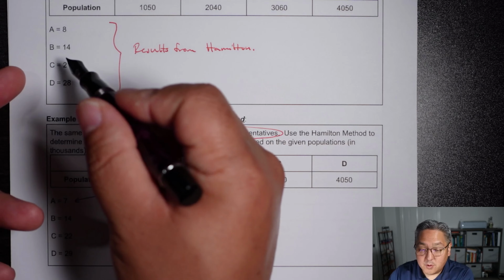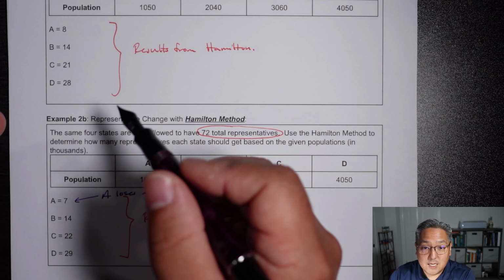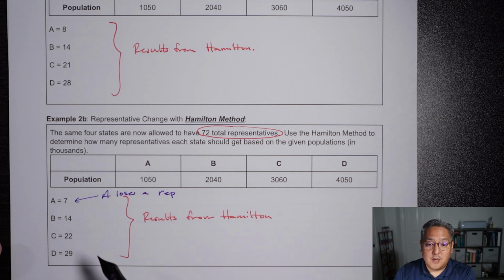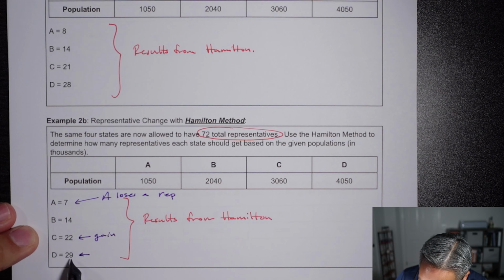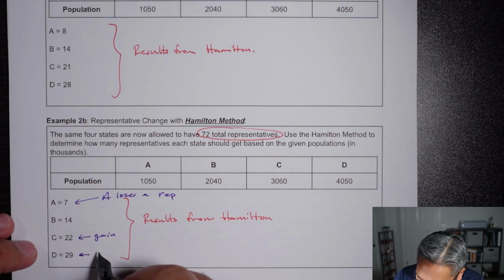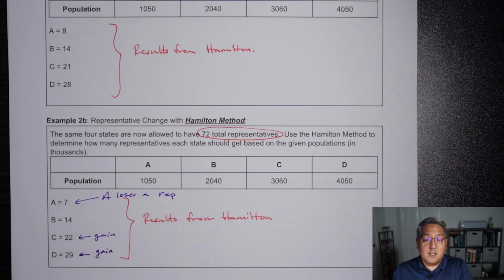B is fine. They started with 14, they ended with 14. They're cool. C is actually happier because they started with 21 and now they have 22, so they gain. And the same thing for state D. They went from 28 to 29. They gain. So what's happening here is the act of adding one more representative triggers one of the states to take a representative from someone else, and that extra representative went to somebody that probably deserved it. So the Hamilton method has this paradoxical thing that happens where it causes someone to lose something they previously had. And this was a problem, and these are the paradoxes that we talked about before.